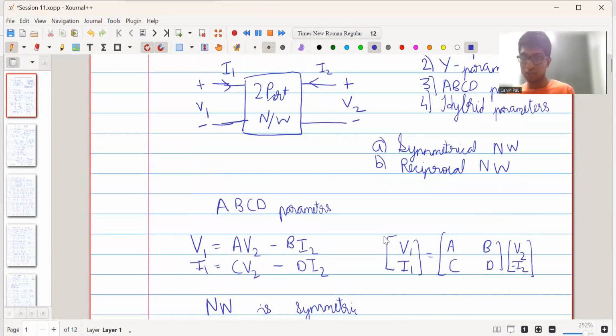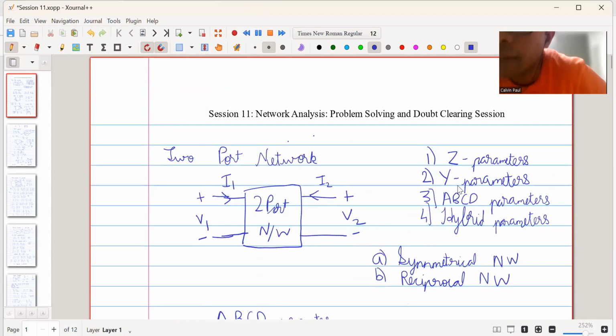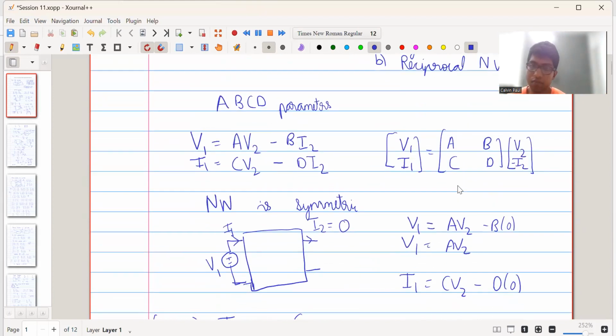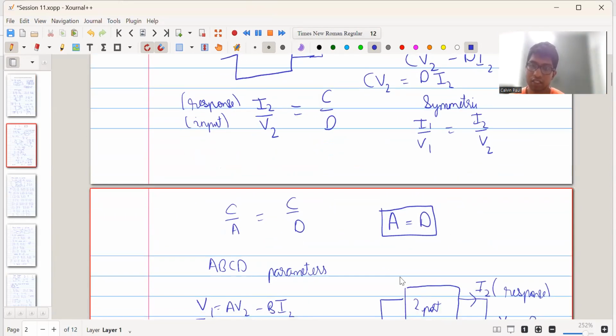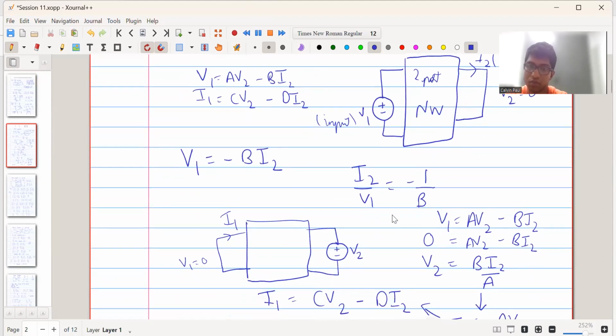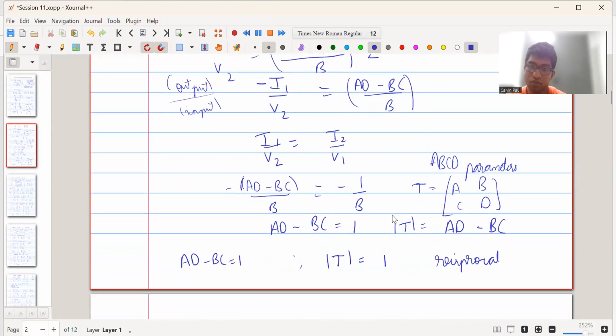So for ABCD parameters, we wrote the equations. We first understood that the two-port network can be described in terms of Z parameters, Y parameters, ABCD parameters, or hybrid parameters. Then by considering ABCD parameters, we derived the conditions for when the network is symmetrical and when it is reciprocal. If the network is symmetrical, the condition is A equal to D. When the network is reciprocal, the condition is AD minus BC should be equal to 1. That is, the determinant of the T matrix for the ABCD parameters should be equal to 1.